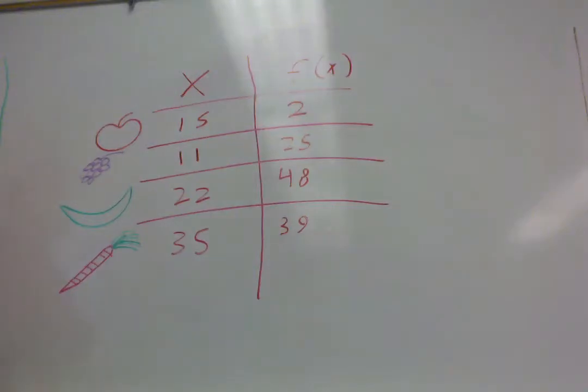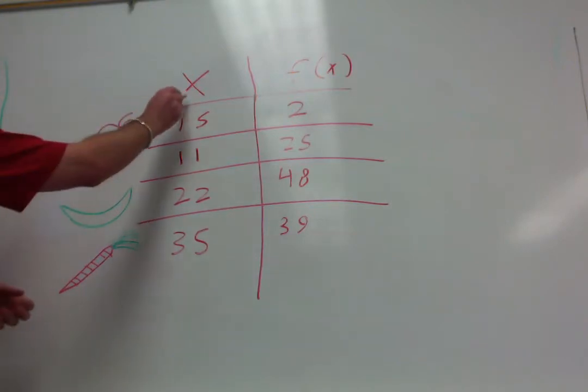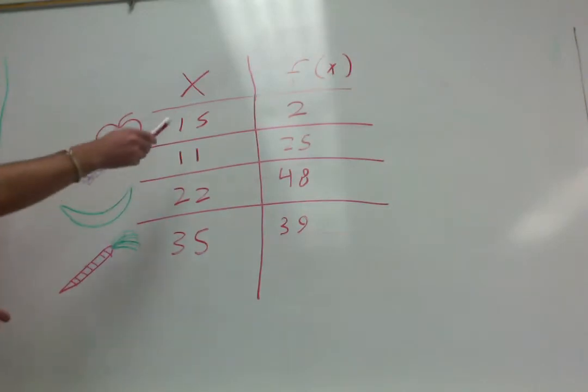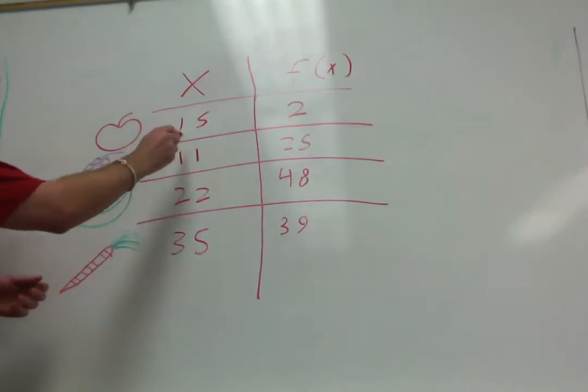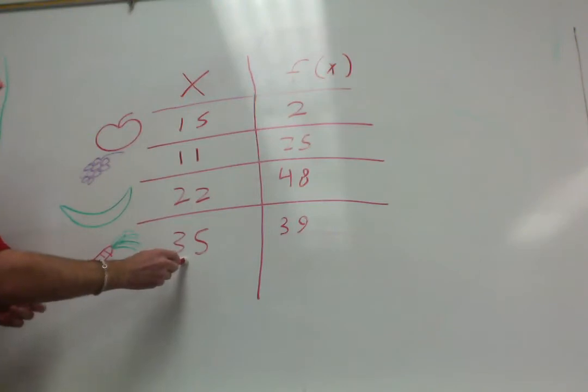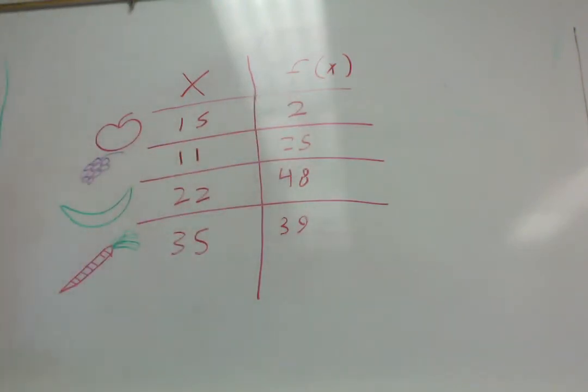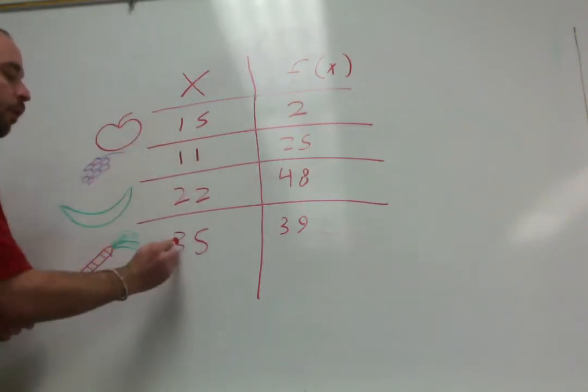Now let's take a moment to review our examples from earlier. Starting with example number 1, we have our x values and our function values f of x, and this is our t-chart from earlier. Numbers 15, 11, 22, and 35, and in the function column we have the numbers 2, 25, 48, and 39. And just as a way to illustrate this, I've included some pictures of 4 different fruits over on this side. We have an apple, a bunch of grapes, a green banana, and a carrot. Each one corresponds to one of the numbers for x.